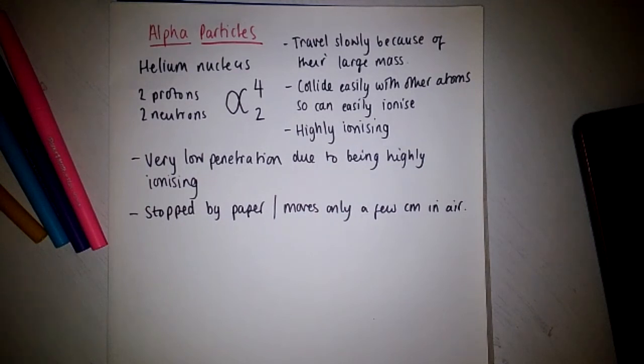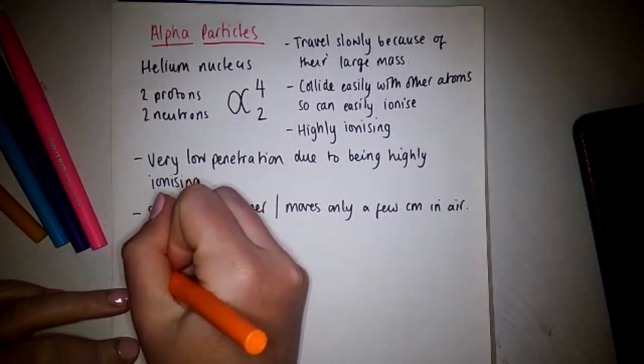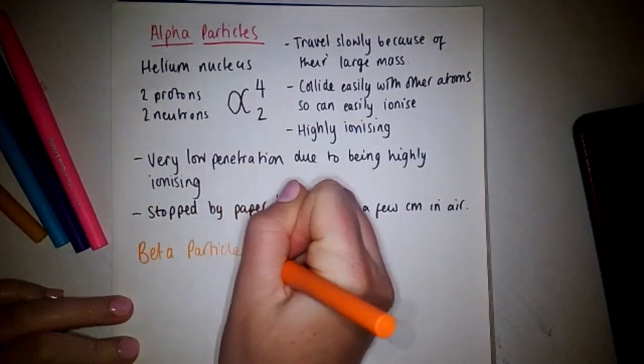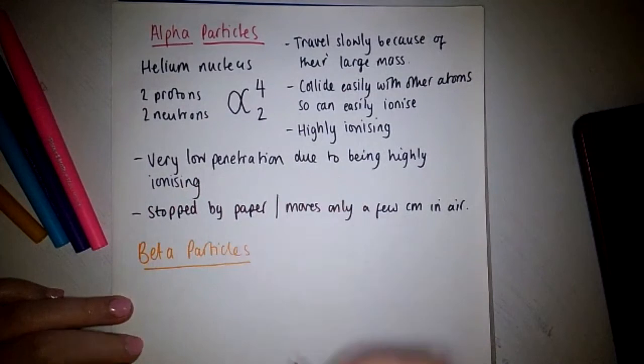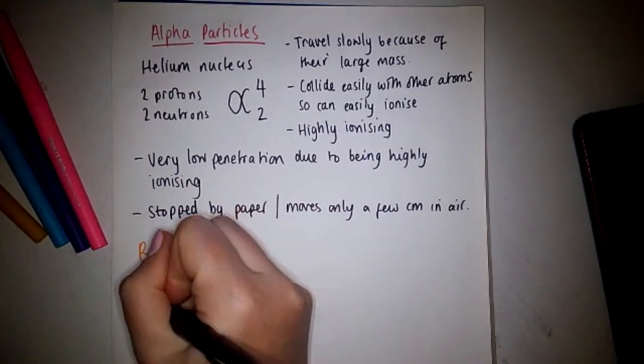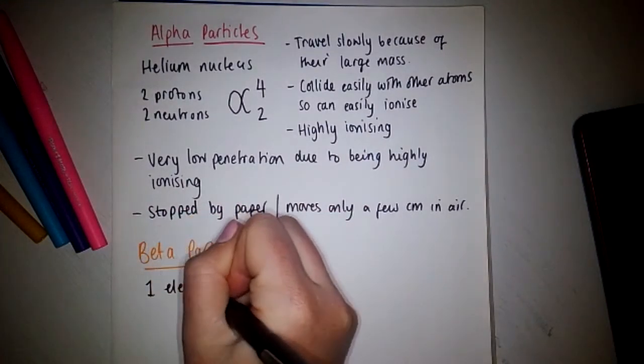Now we're going to look at beta radiation. We're going to look at beta particles. So beta particles. So like we said, it is one single electron.